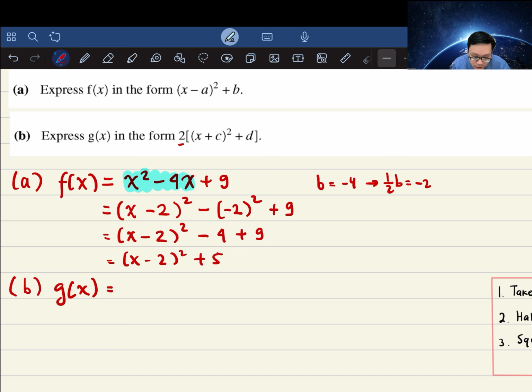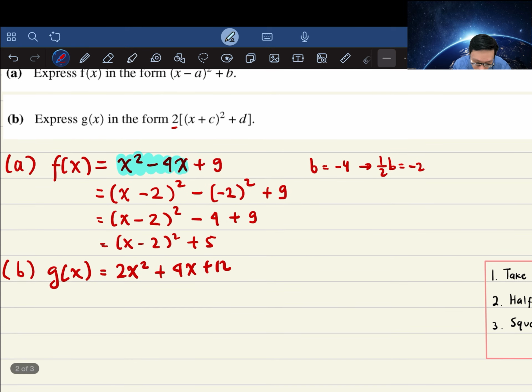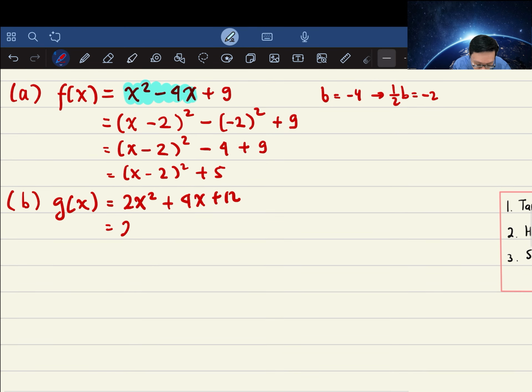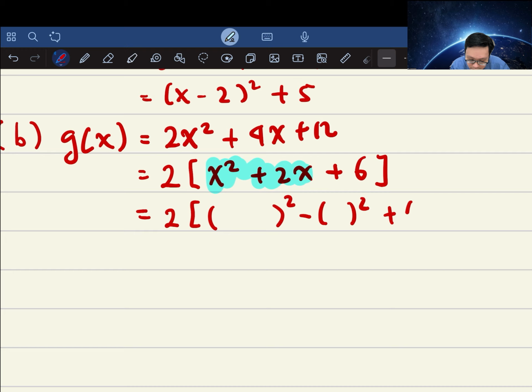So g(x), let's take a look at the problem over here: 2x squared plus 4x plus 12. Now, we take out the x squared coefficient. So we take out the 2 from all the terms. So we have x squared plus 2x plus 6. And then we just do completing the square as usual. So we focus on x squared and 2x, the first two terms. And then we put the complete square minus the missing square plus 6.